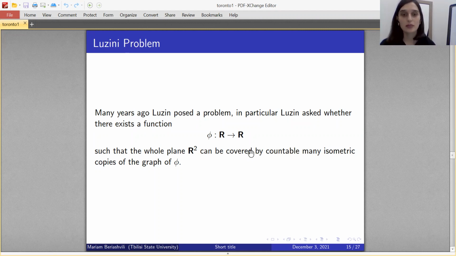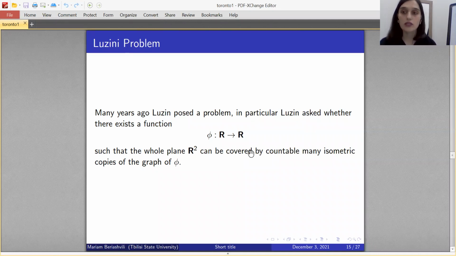He asked whether there exists a function phi such that the whole plane can be covered by countably many isometric copies of the graph of phi. It was a really interesting question for mathematicians, and the first who answered this question partially was Sierpinski.